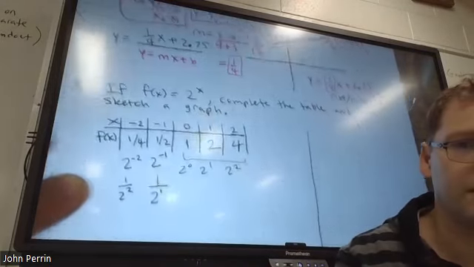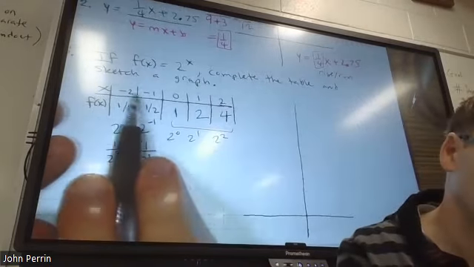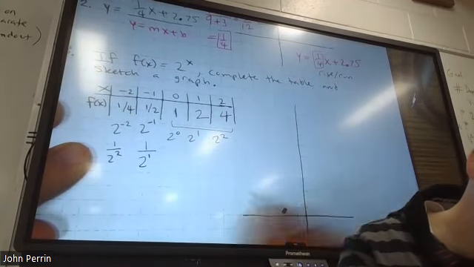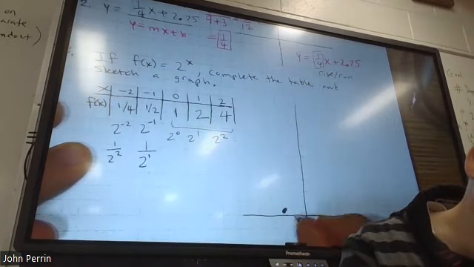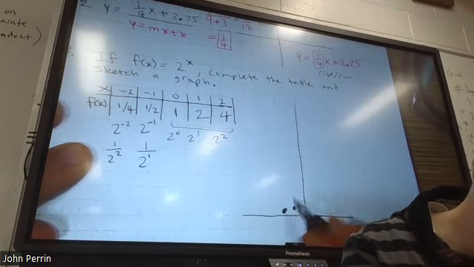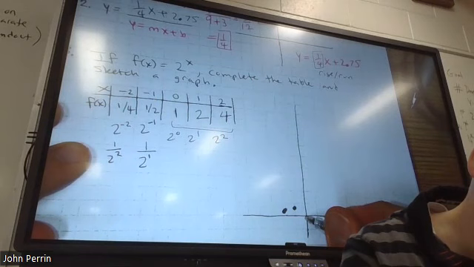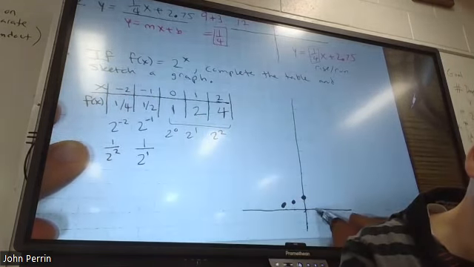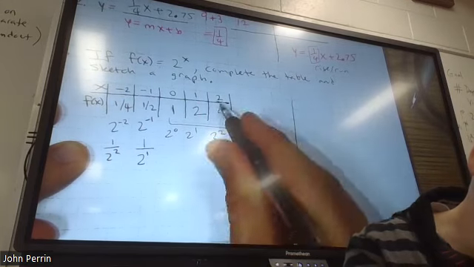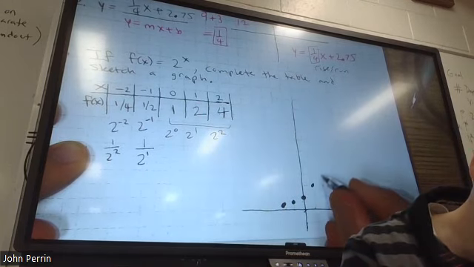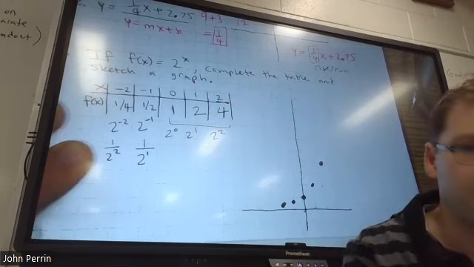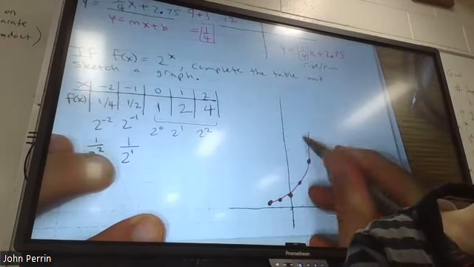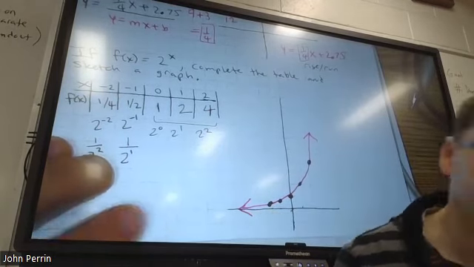I'm going to try to plot these quickly. I'm going to go to the left 2, up a fourth. I'm going to go to the left 1, so back 1, up a half. Here's 0, 1, so stay in the middle and then go up 1. To the right 1, up 2. To the right 2, up 4. These dots are giving us the pattern, this exponential pattern. Connect them so that it does look exponential. You might want to connect them like this.